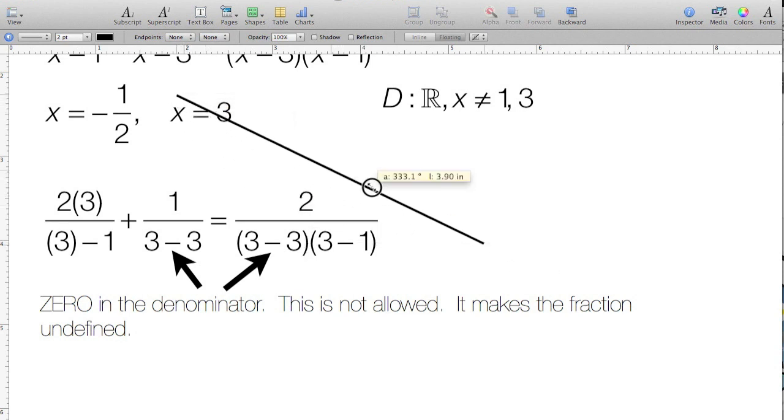Okay, so x equals 3 is not one of my solutions, right? Because my domain says, well, x can't be 1 and it can't be 3. So when I get x equal to 3 here, this is exactly what we mean by extraneous. It's an extra solution that, by first glance, looks like it's a real solution. Be careful about these. Always check your answers when you have fractions.